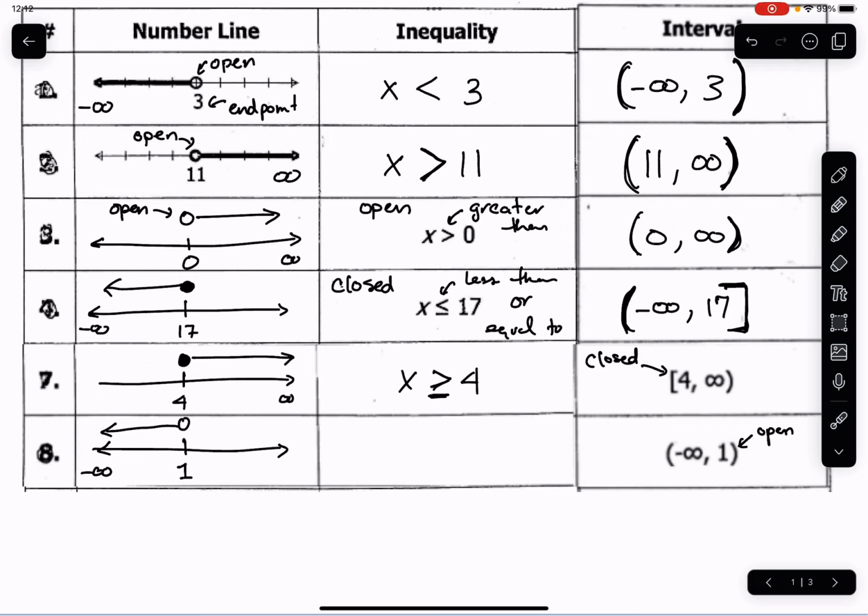Now to represent this as an inequality, we have x and the endpoint of 1. Since we're pointing to the left, we're going to use the less than symbol. Our arrow points to the left, so less than symbol. And again, because the circle above the 1 is open, we're going to use the less than symbol without the equal sign, the open one. If I put an equal sign underneath it, this would have to be closed and this would have to be a bracket. That's the only difference between those.